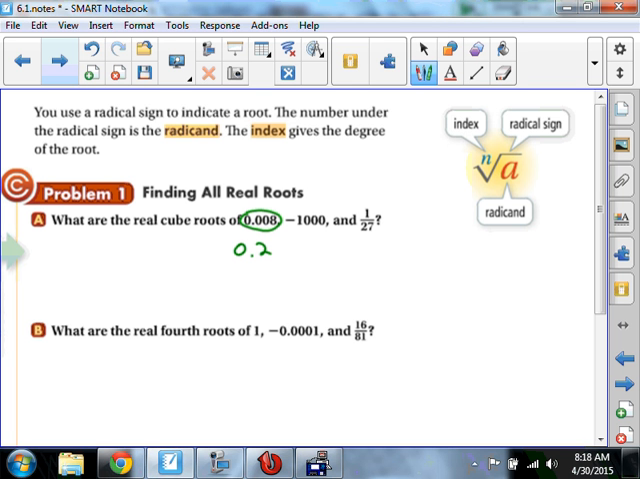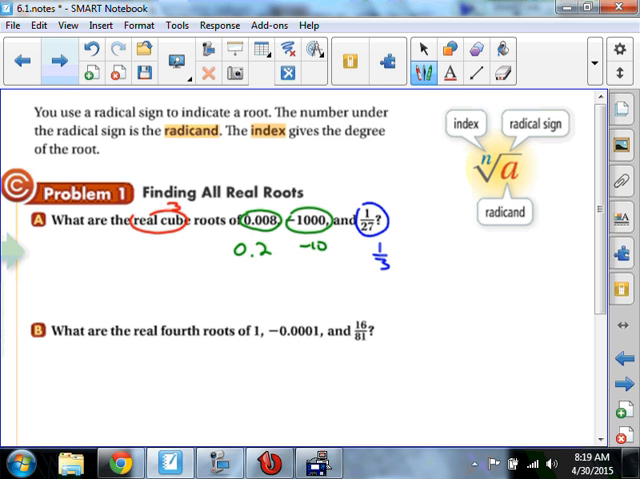What about negative 1,000? Negative 10 is correct. But you sure it's not imaginary? It is real. Remember, when the index is odd, we can have a negative radicand. So yeah, this one is negative 10. And then 1/27th, what's that going to be? Not 3. A third. Good. That one's going to be a third. This isn't so bad, is it? Not really.